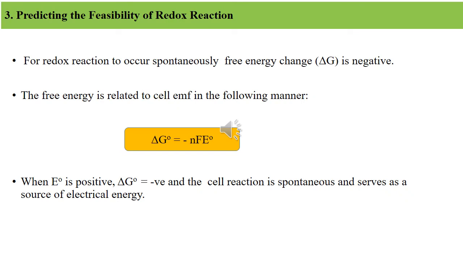Third application of the electrochemical series is predicting the feasibility of a redox reaction. For a redox reaction to occur spontaneously, its free energy should be negative, that is, delta G should be a negative value, and free energy is related to cell EMF by the equation delta G0 equals minus nFE0. So when E0 is positive, delta G0 is always negative, and the cell reaction is spontaneous.